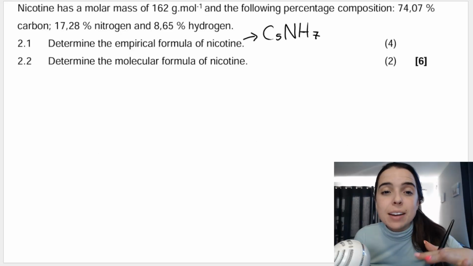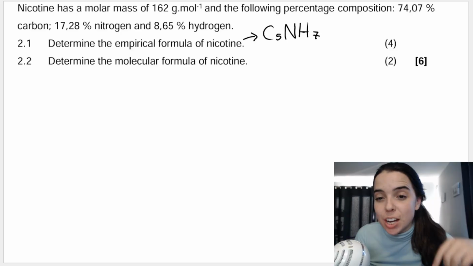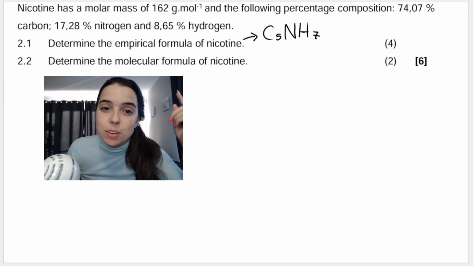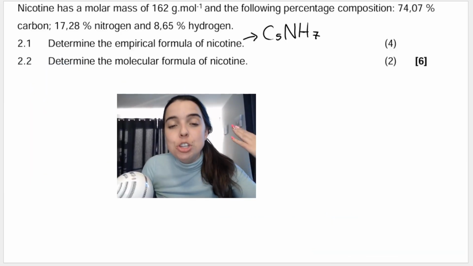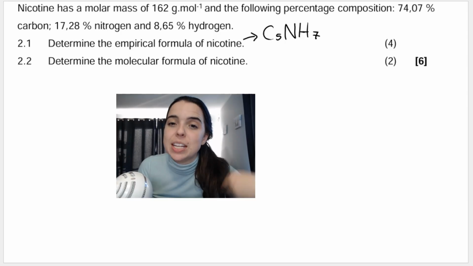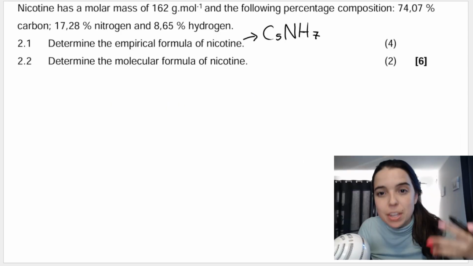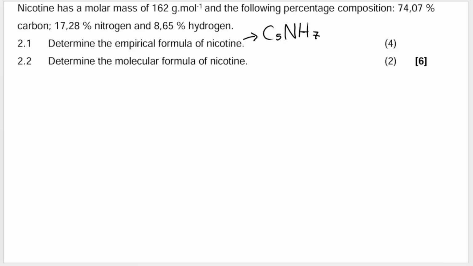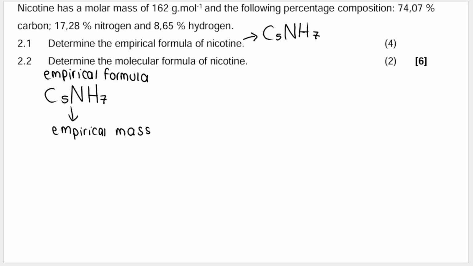Remember, if you need more practice on how to get the empirical formula, check out the links below. But let's move on to getting the molecular formula. You need the empirical formula first in order to get the molecular formula. So how it works is you take your empirical formula, which is C5NH7, and from your empirical formula, you work out your empirical mass. Now, how do you work out your empirical mass? You basically work out the molar mass of this compound.